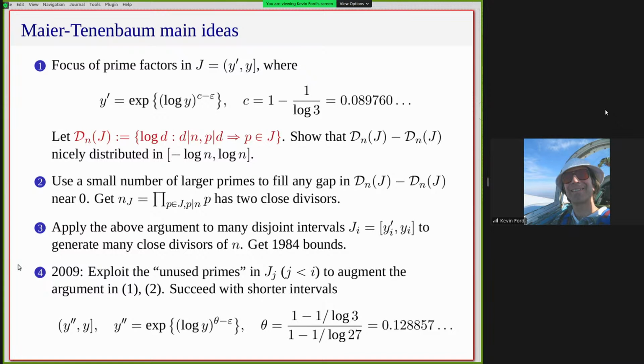In 2009, they exploited what are called unused primes from one set to generate divisors from the prime factors in the next set. Again, I'm being a bit vague here. I'll make this more specific later. And that allowed them to deal with shorter intervals. Okay, so this theta is quite a bit larger than the C that comes up here.